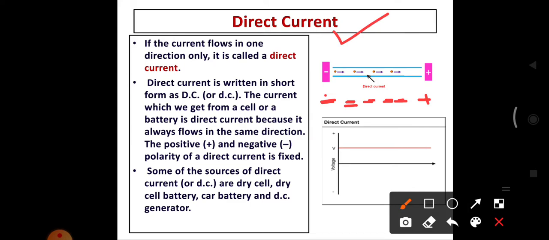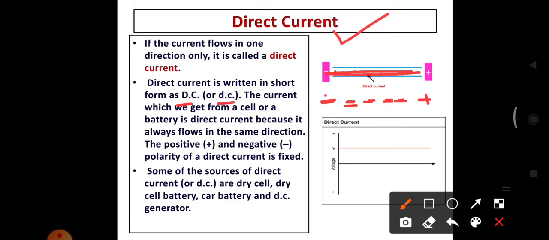It is a very important one. Please listen to what is meant by direct current. If the current flows in only one direction, it is called a direct current. And direct current is written in short form as DC. The small letters dc represent a direct current.